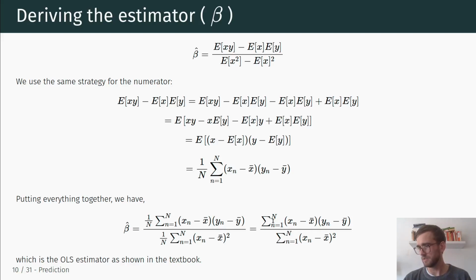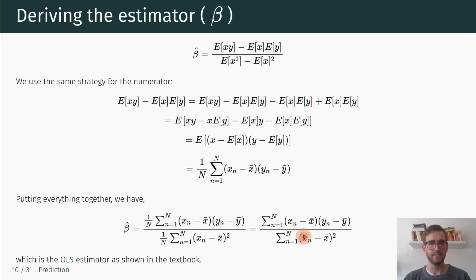I forgot, this is just exactly the same. Oh no, sorry. The last step is since we have 1 over n in both the numerator and the denominator, that just cancels out, and so we're just left with these two sums.